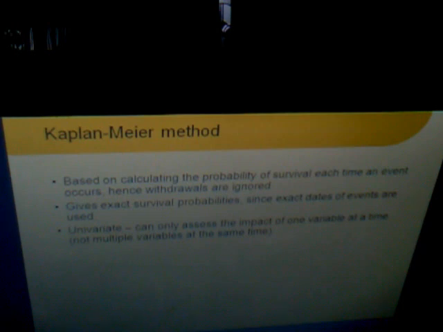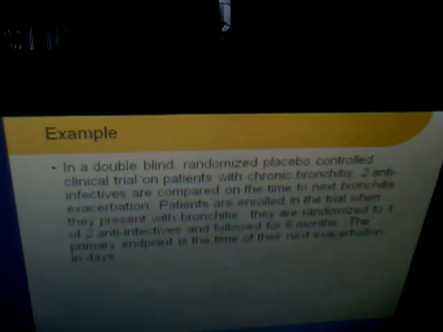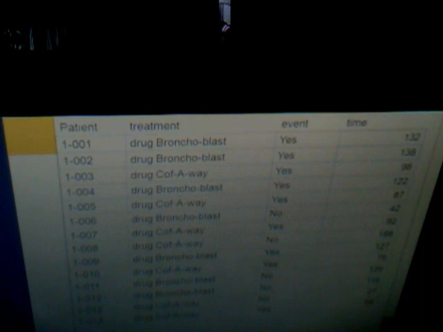The Kaplan-Meier method is based on calculating the probability of survival at every point in time when an event occurs throughout all of the patients in the study. We can calculate exact survival probabilities. However, we can only look at one variable at a time. There's no opportunity to do anything multivariate with a Kaplan-Meier. So the next few slides step through the actual calculations of the Kaplan-Meier probabilities.